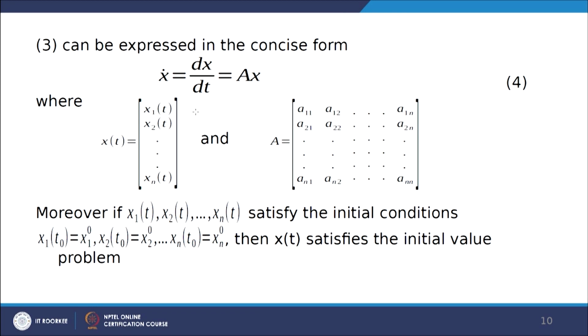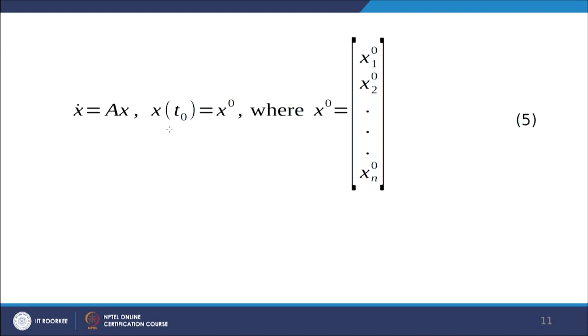So, at t equal to t naught, x(t naught) will be x1(t naught), x2(t naught), xn(t naught), and we have assumed that x1(t naught) is x1 naught, x2(t naught) is x2 naught, xn(t naught) is xn naught. So, x(t naught) is x1 naught, x2 naught, xn naught, and that we can write as x naught. So, x(t naught) equal to x naught, where x naught is equal to x1 naught, x2 naught and so on xn naught.